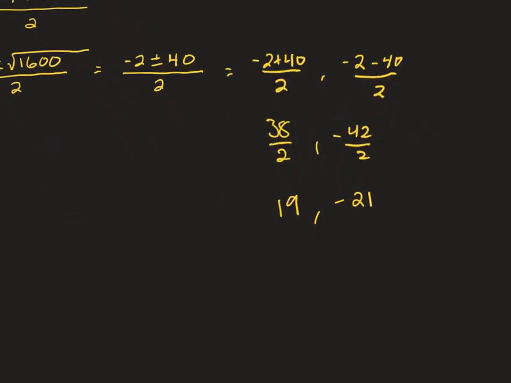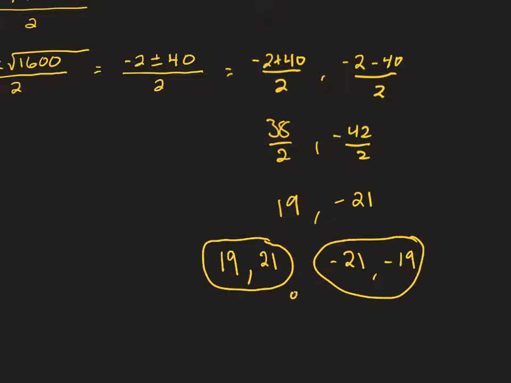You can use either one of these, and we're talking about consecutive integers, so consecutive odd integers. So 19, the next odd integer would be 21. You could also do negative 21, and the next odd integer would be negative 19. So either one of those pairs, if you put those in, you should be fine.